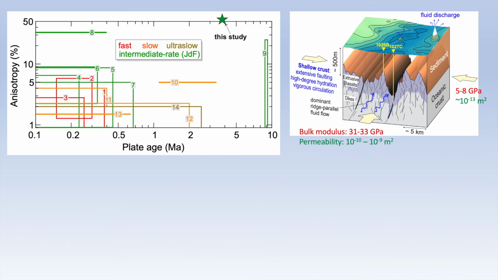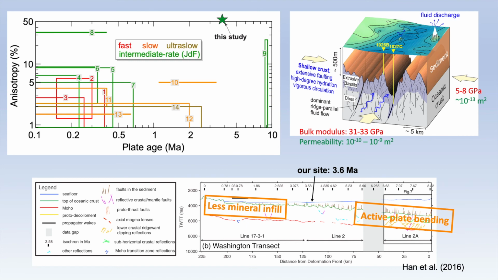The observed compressibility contrast here is equivalent to a seismic P-wave anisotropy of greater than 50%. It is much higher than earlier seismic measurements, and it implies very dense fracturing of the shallow crust. Our study site is in the middle of the Juan de Fuca plate, and there are good reasons to believe the fracturing degree could be even higher in both directions.